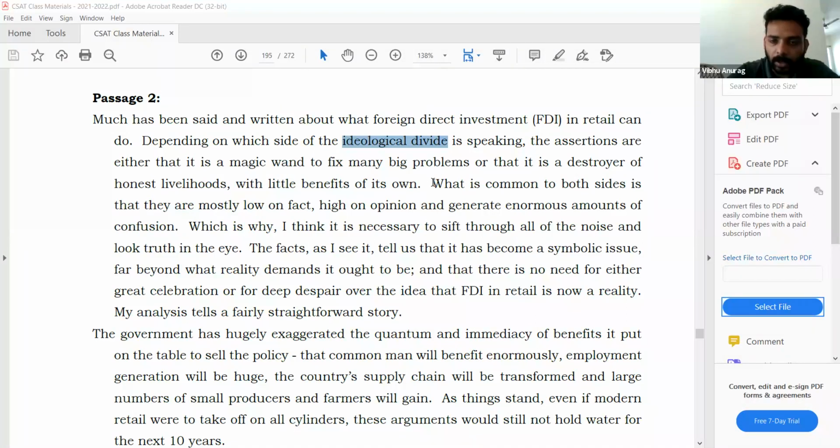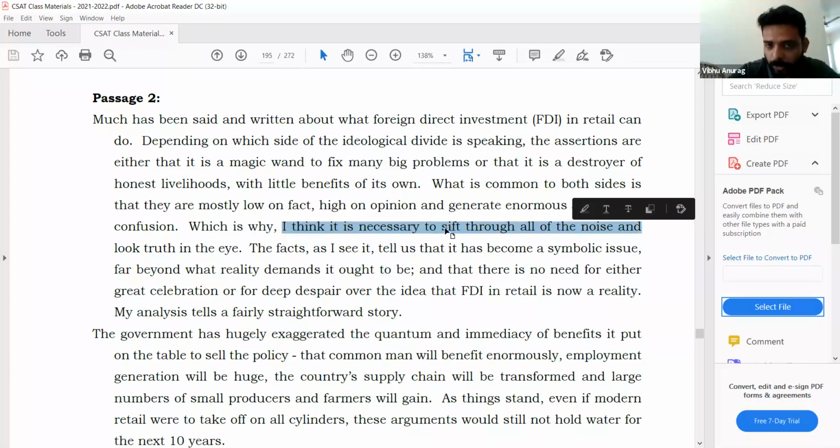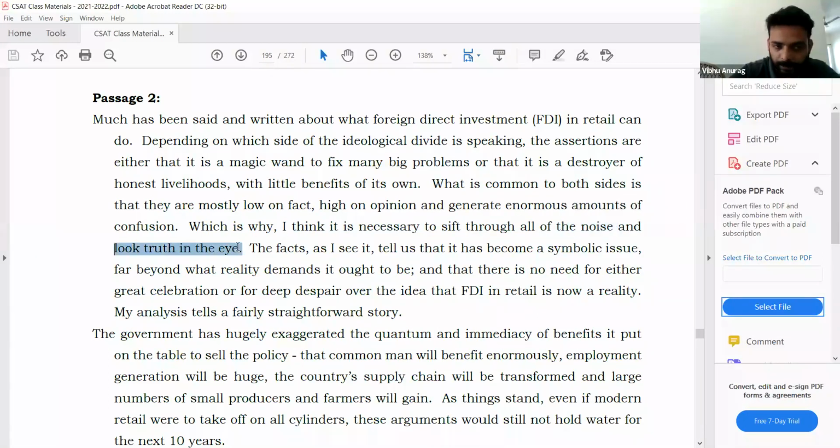He says what is common to both sides is that they are mostly low on fact, high on opinion, and generate enormous amounts of confusion. So that is common to both. Those who are pro FDI, those who are anti FDI, both are low on fact, so they don't know what they're talking about. Both are very opinionated, and both create a lot of confusion. Which is why, because of this, I think it is necessary to sift through all of the noise. To sift through means to go through all of the noise, all of the misinformation, and look truth in the eye.